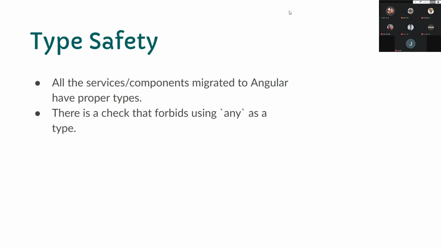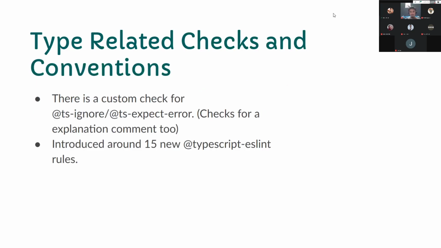So in type safety, currently the outcome is that all the services and components migrated to Angular have proper types. There are checks that ensure that as the services are migrated, they will need to have proper types. Otherwise, the testing fails. And there is also a check that forbids using any as a type.